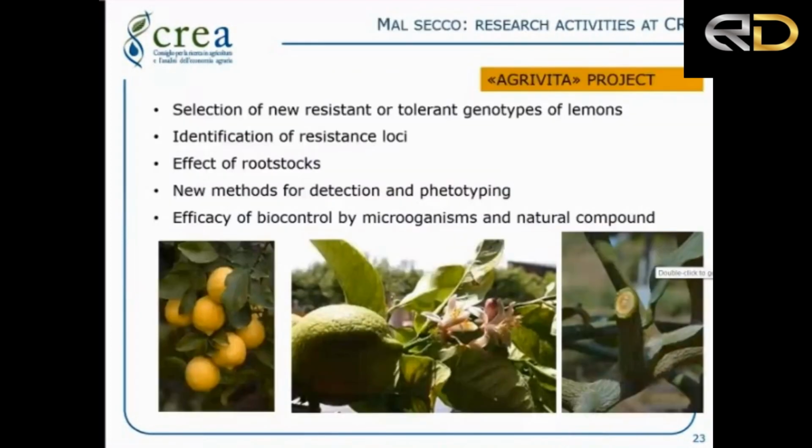Many research activities are done at CREA in order to find a solution for this important disease. Recently, we have received funding for a project from the Ministry of Agriculture of Italy. The project is called AgriVita, and it has many objectives. First of all, the selection of new resistant or tolerant genotypes of lemons and the identification of resistance loci. We are studying also some effects on rootstocks. Other activities are also done in order to find new methods for detection and phenotyping, and the efficacy of biocontrol by microorganisms and natural compounds will also be investigated.